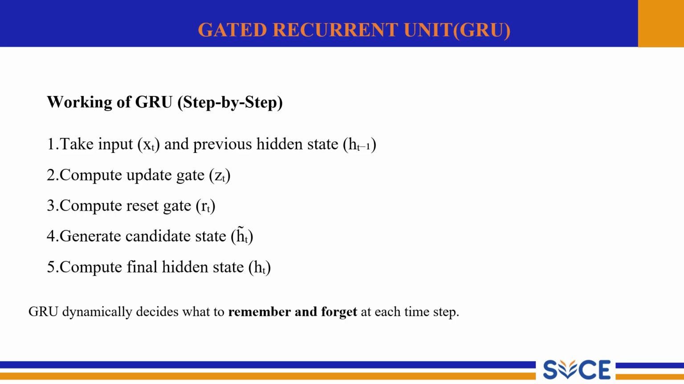So GRU works like this. It decides what to remember, done by the update gate, and decides what to ignore, done by the reset gate. It creates a new possible memory, done by the candidate state, and combines old and new memory to form the final state. These are the steps under GRU RNN.